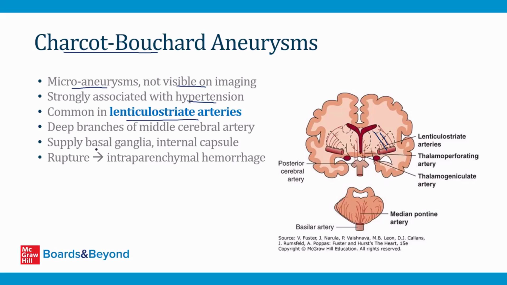And these arteries supply the basal ganglia and the internal capsule. And so when a person has hypertension, they develop one of these Charcot-Bouchard microaneurysms. And if it ruptures, that leads to the intraparenchymal hemorrhage of a hemorrhagic stroke.